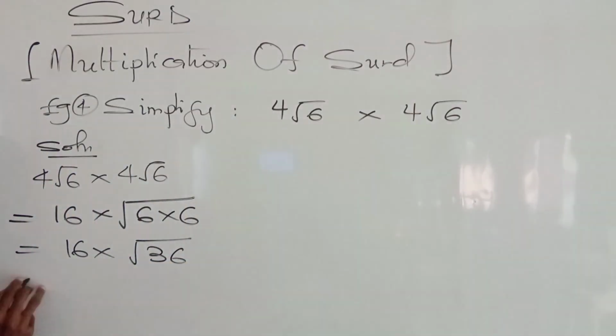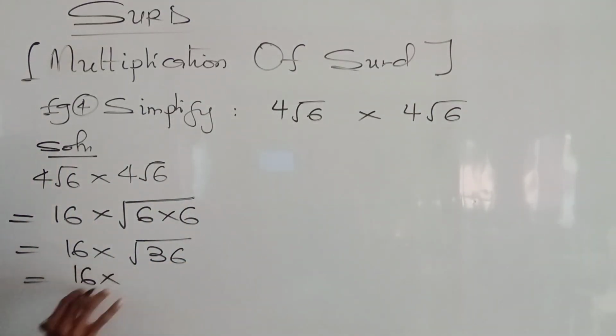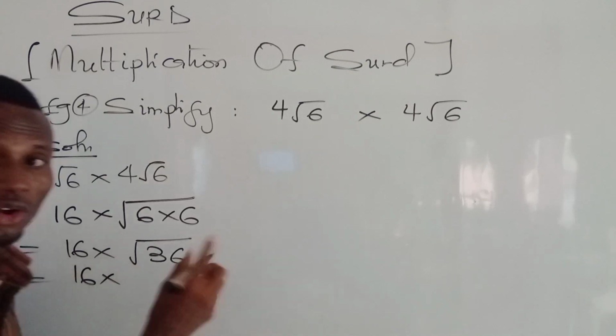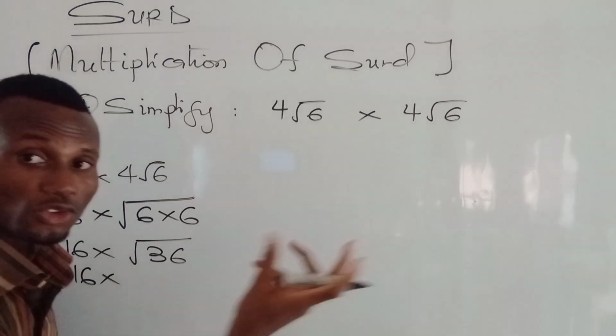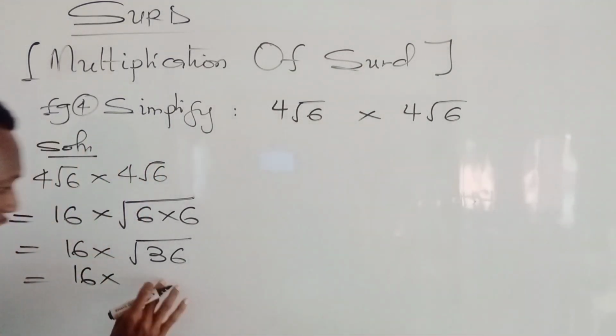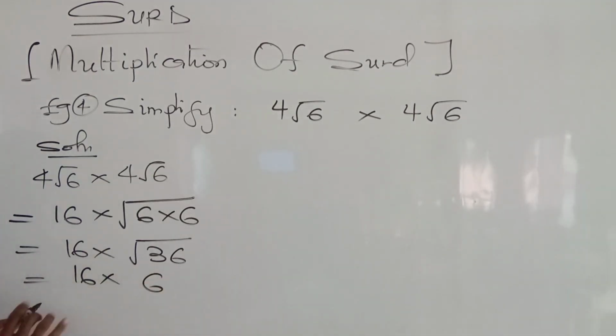Just repeat your 16, which is here, times square root of 36. We know the answer for square root of 36. Square root of 36 is 6, so we are going to write our 6 here. Now we have 16 times 6. 16 times 6 gives 96. I hope you agree with me.